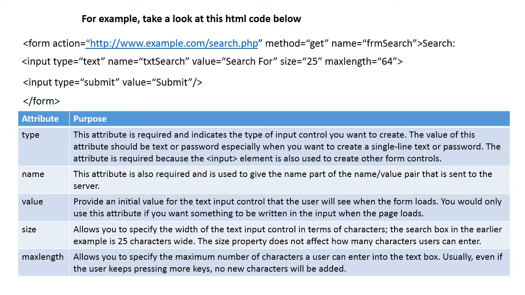We have a name attribute. This attribute is also required and is used to give the name part of the name value pair that is sent to the server. We have another one, which is value. It provides an initial value for the text input control that the user will see when the form loads. You will only use this attribute if you want something to be written in the input when the page loads. We have a size.